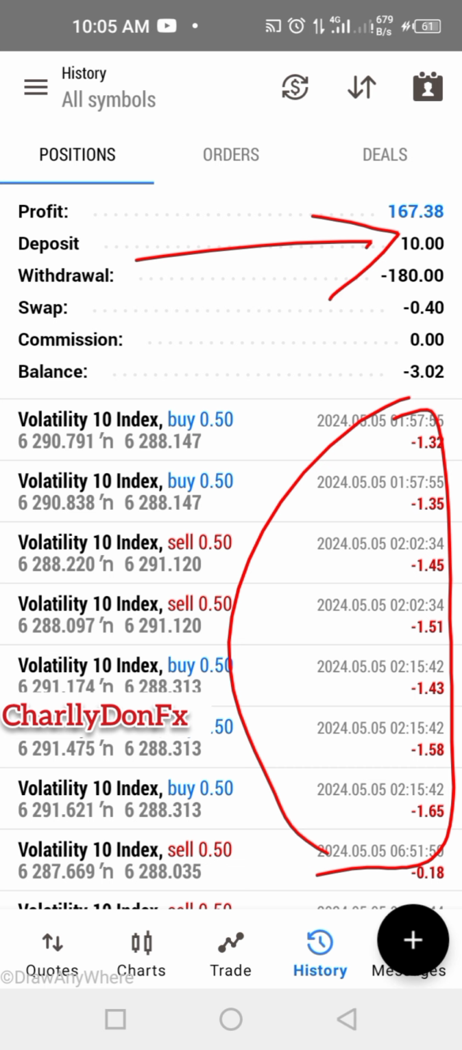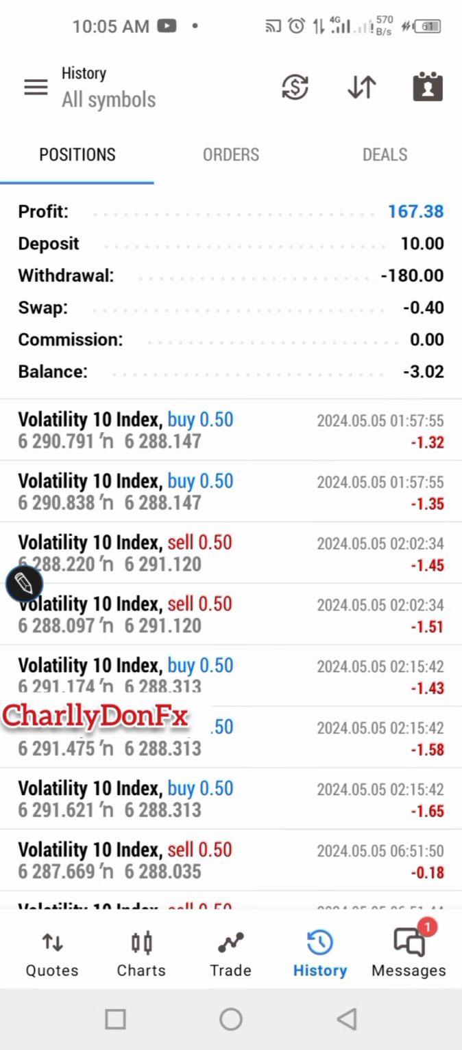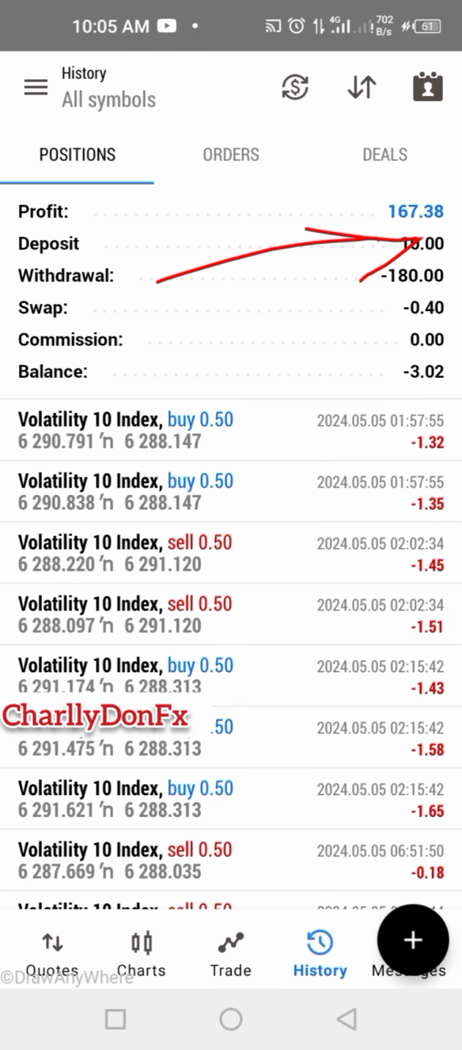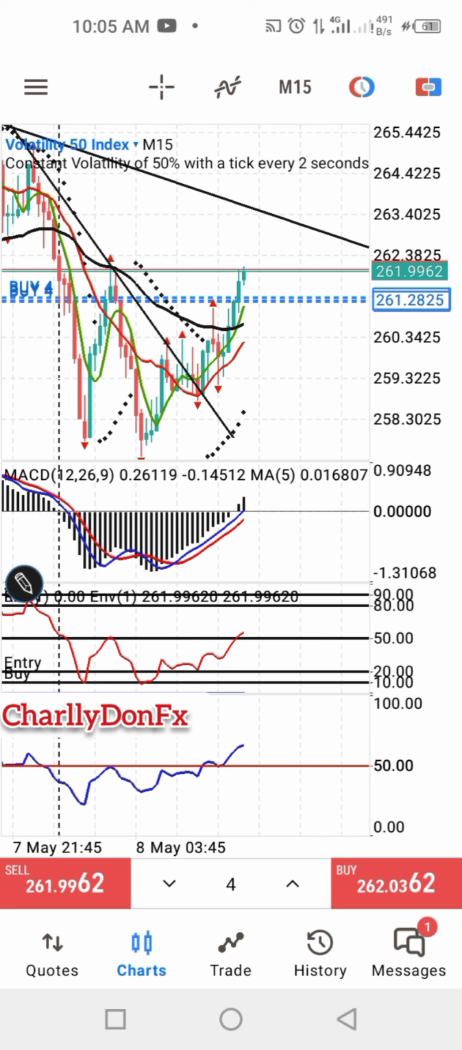There's no trader that will tell you that they don't incur losses. But if you know what you are doing, the result will speak for itself. And you see, in just 2 days with $10, I generated close to $300. As of yesterday, I made a withdrawal of $180 with $10. That's why I'm telling you guys that anything is possible in trading.